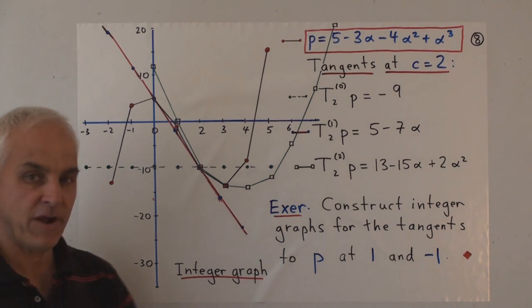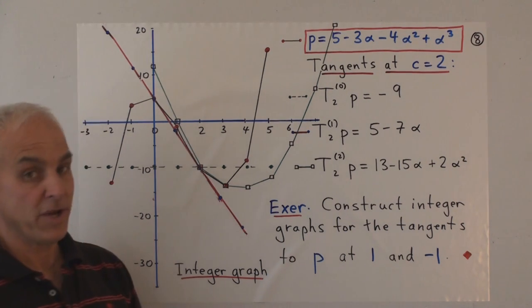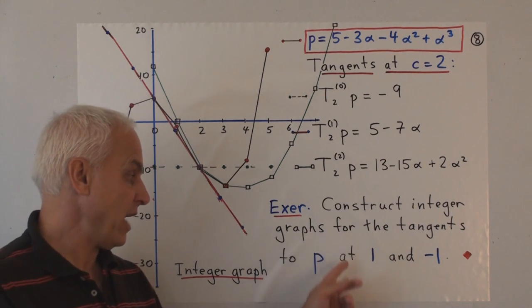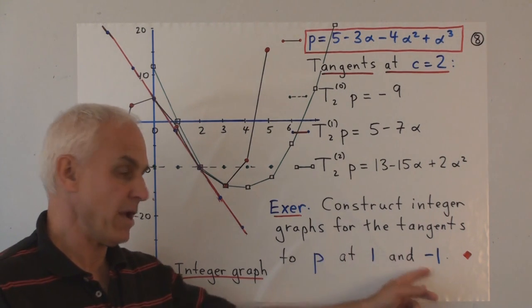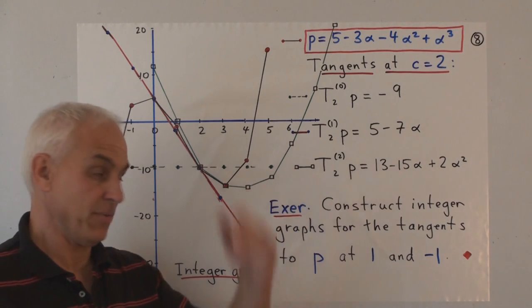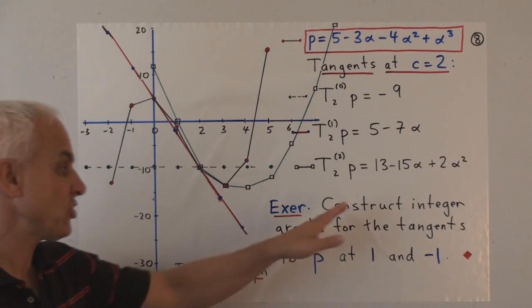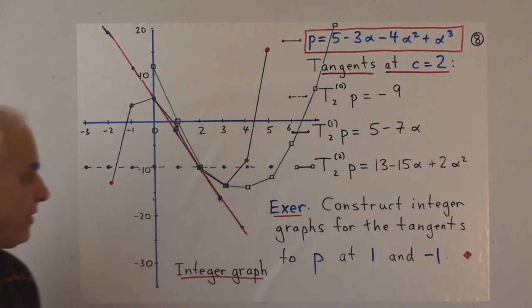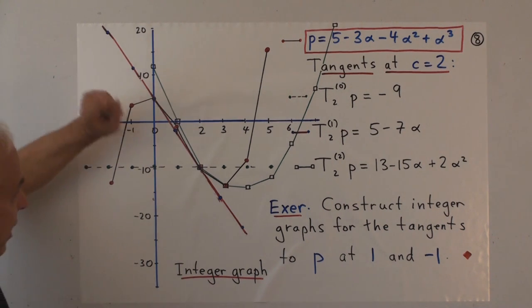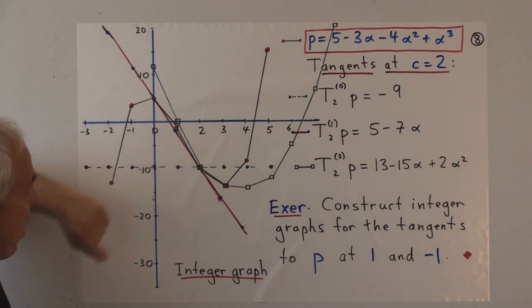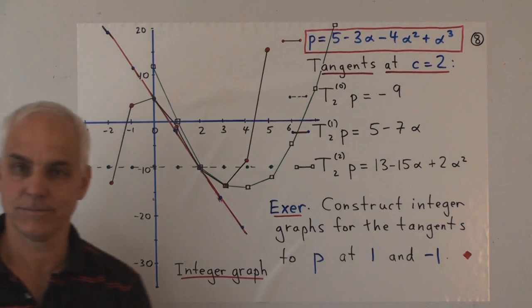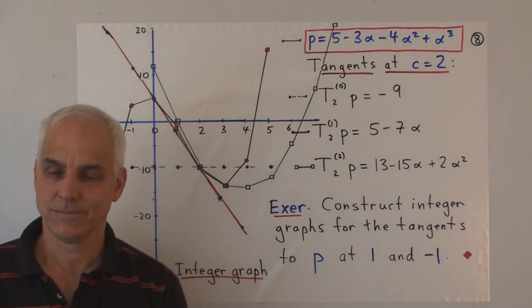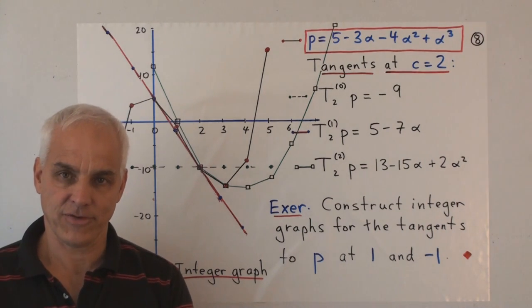So this is obviously so much fun, you're going to want to do this yourselves. You've already calculated, I hope, the tangents to P at 1 and minus 1, as well as the ones that we've done today. So please construct integer graphs for the tangents to P at 1 and minus 1. So make exact corresponding pictures for the tangents at 1 and also at minus 1. It's very satisfying. And it's calculus.